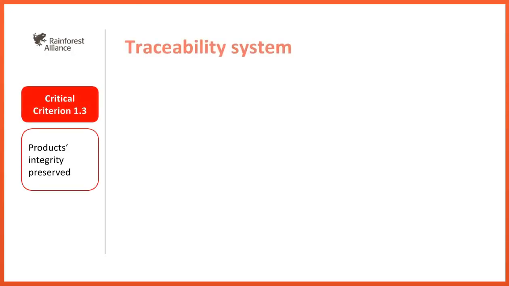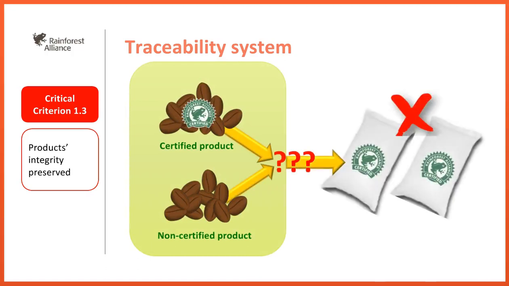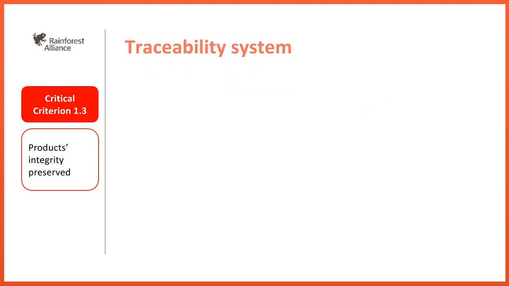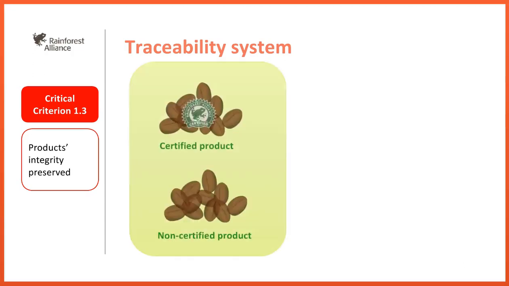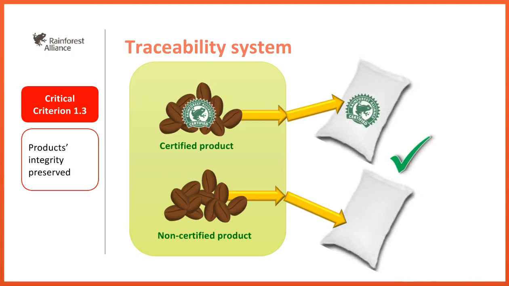Critical Criterion 1.3 says that the product's integrity needs to be preserved throughout the process of product handling. When a farm or a group handles both certified products and non-certified products, they should not be mixed at any point of product handling or sold together as certified product. Certified products and non-certified products should be handled separately, and their records should also be kept separately. Only certified products should be sold as certified.